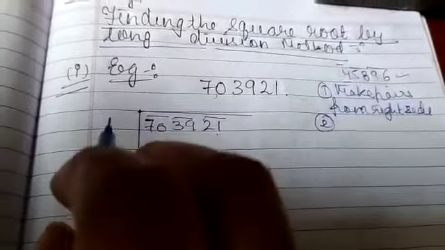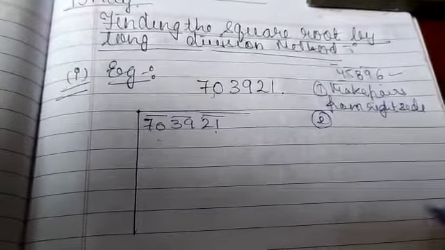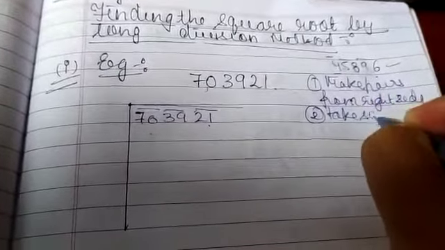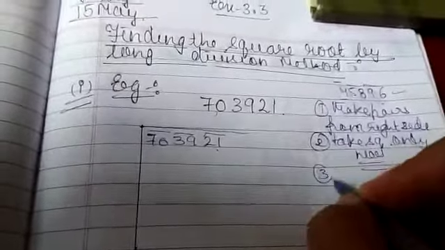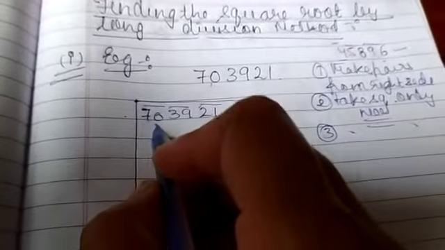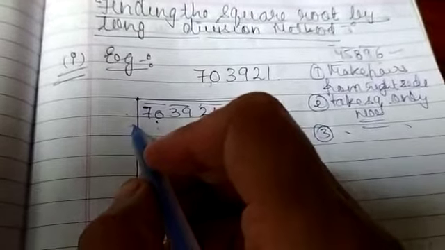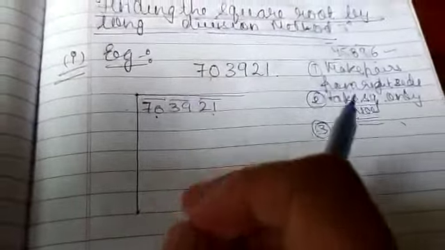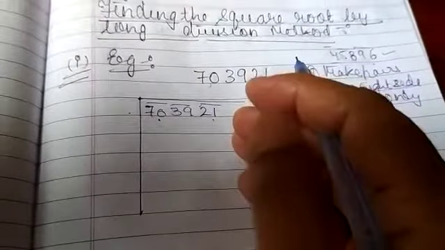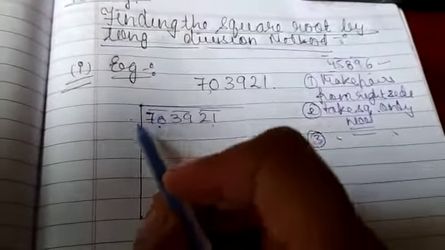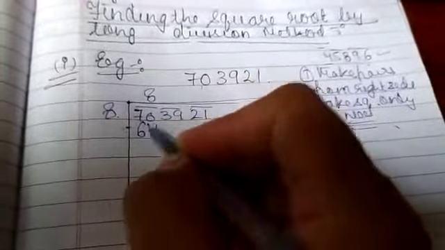Now let's start. What will be our first step? As it is a square root, we have to take square numbers only. How to take a square number? See, this is 70 over here. Whatever number we take, it should be less than 70 and should be the square of a number. 7 sevens are 49, 8 eights are 64 and 9 nines are 81. 8 eights are 64, which is smaller than 70, but 9 nines are 81, which is greater. So we will take 8 eights are 64. I hope this step is clear.